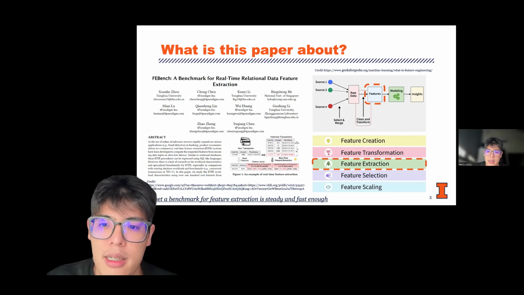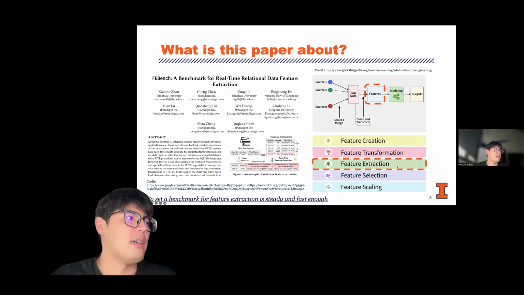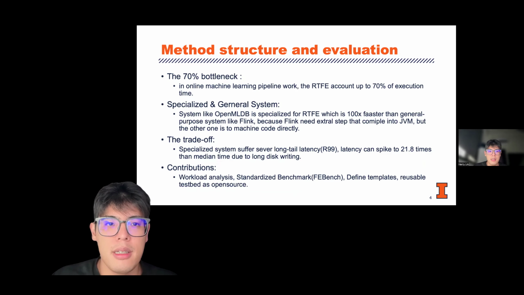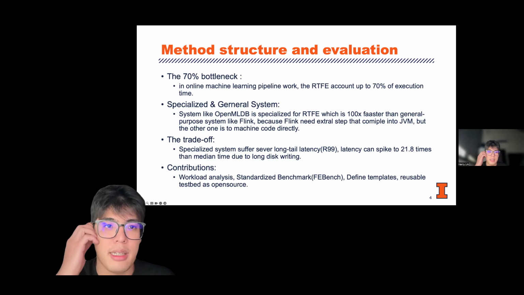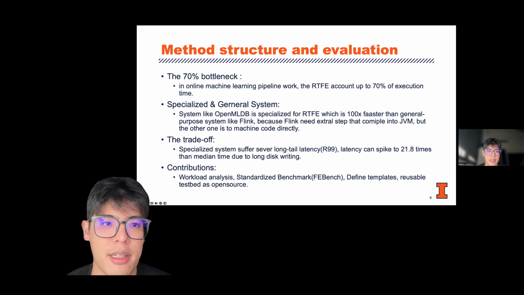So overall, as I mentioned in the slide, we're going to talk about the feature extraction part here. This benchmark is to set a standard for feature extraction in a steady and fast enough way. So we're going to talk about the latency, the tail latency, and concurrent performance when we extract the features. Coming to that, I'm going to talk about the method structure and the evaluations.